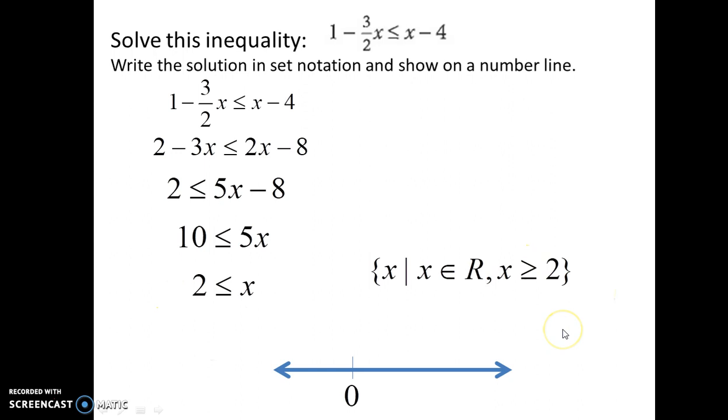Now, number line, 0, 2, and x is greater than or equal to 2, so it's equal to 2. So again, we put a closed circle because it's equal to 2, and it's any value greater than 2 also, so we put an arrow this way showing us it can be any value greater.